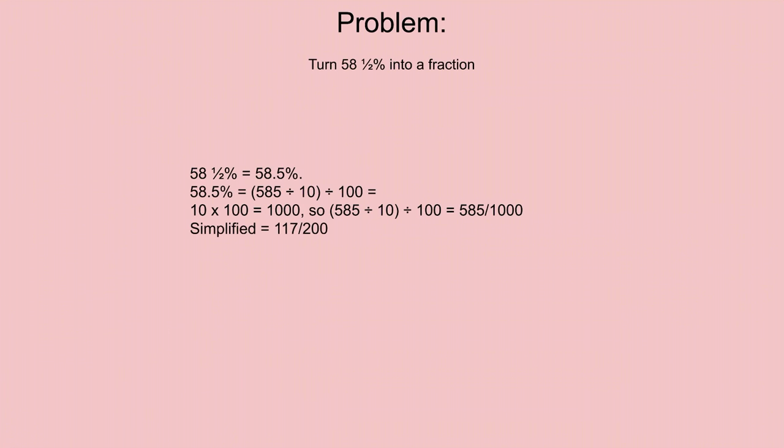So 58.5% equals 117 over 200 when it's simplified. Now the problem didn't say that I had to simplify it, but I just wanted to. I could have kept it as 585 divided by 1,000, but I just chose to simplify.